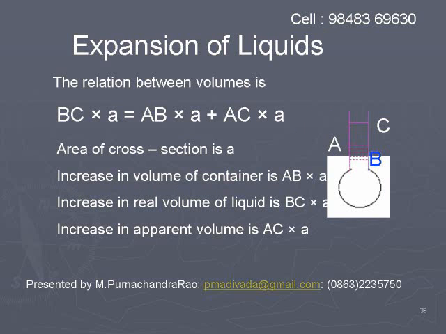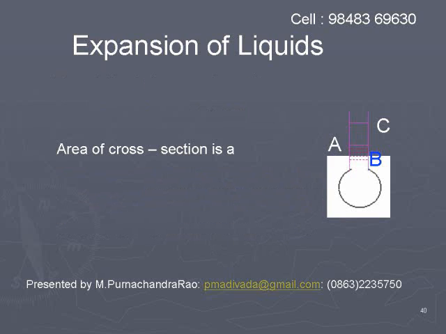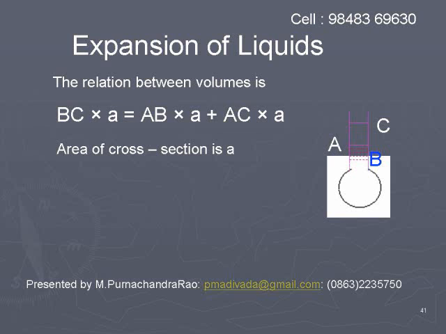Calculating the increase in volume of the liquid. Let us suppose the area of cross section of the narrow neck is small a, and the narrow neck is uniform. Then the relation between the expansions is given by BC into A is equal to AB into A plus AC into A.